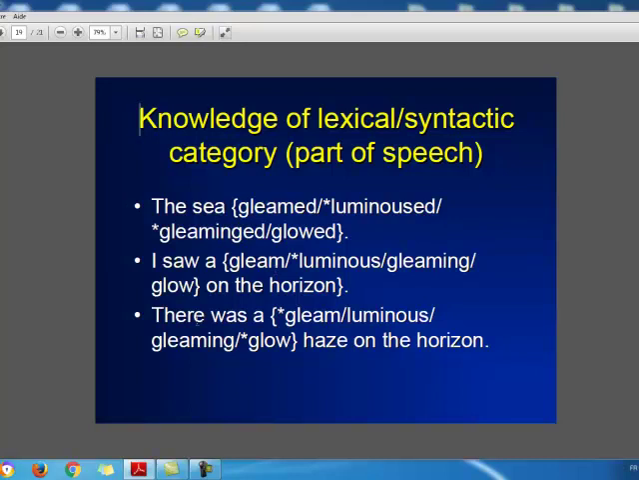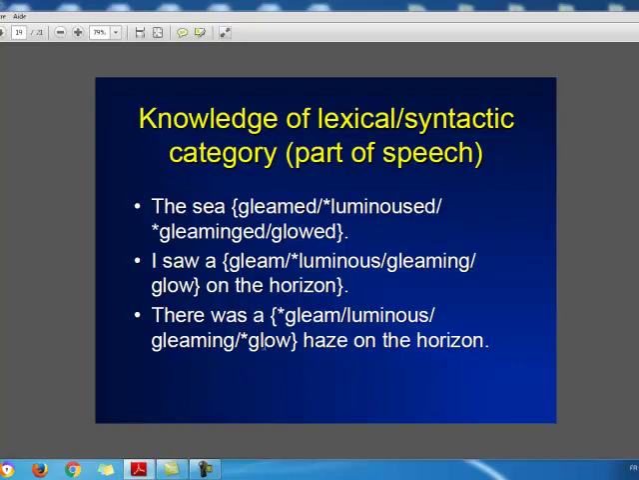the sentence. Let's have a look at this third example. There was a gleam. There was a luminous. Okay, so there was a gleam haze. Is it possible to say there was a gleam haze? No, because it does not play the role of an adjective. It's a noun. Is it possible to say there was a luminous haze? Of course, yes. Because haze is a noun, it should be preceded by an adjective. Now, there was a gleaming haze. It's possible. There was a glow haze.